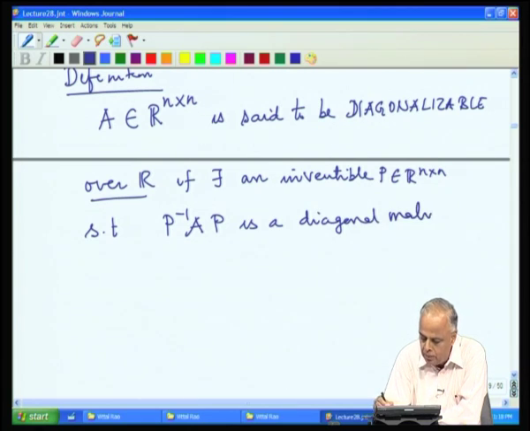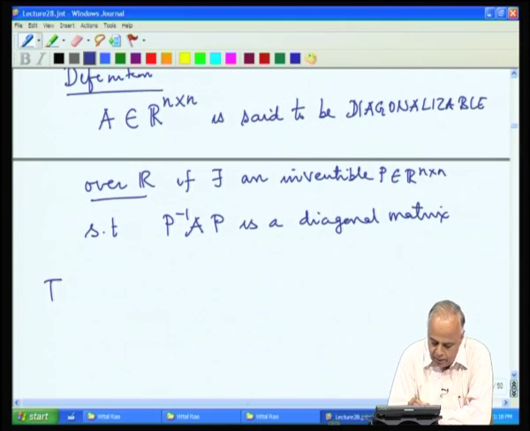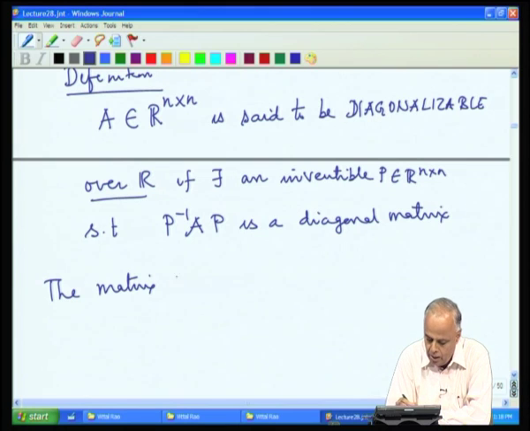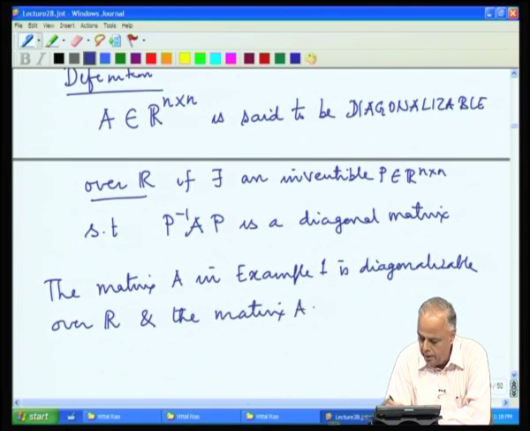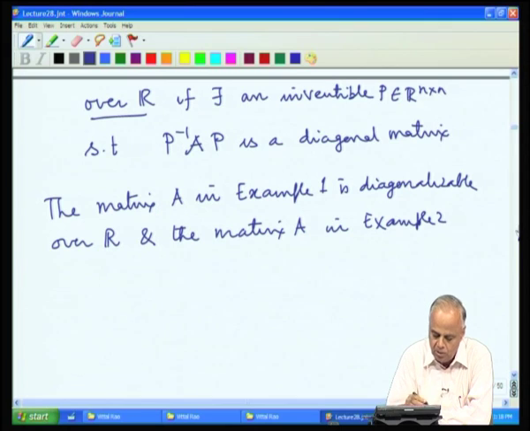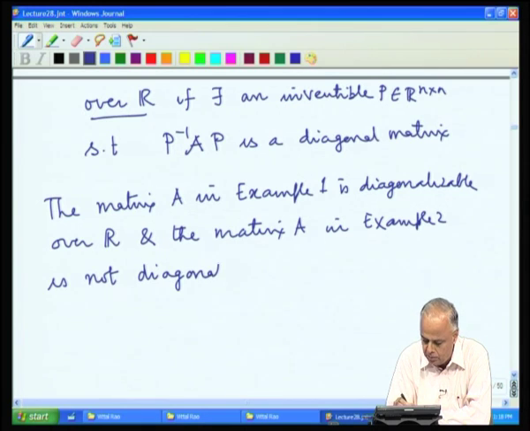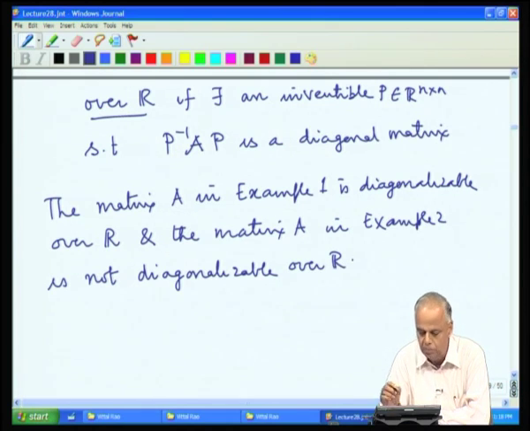So, what it means is that the matrix A in example 1 is diagonalizable over R because we have found such a P, and the matrix A in example 2 is not diagonalizable over R because we are not able to find such a P. We said that there cannot exist such a P, and therefore, it is not diagonalizable over R.